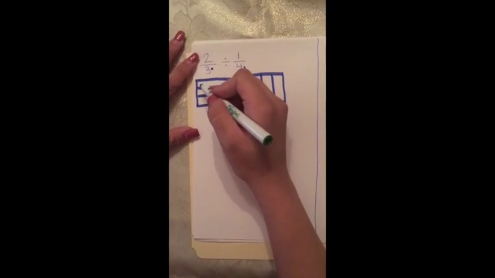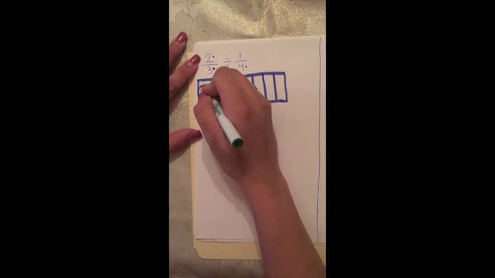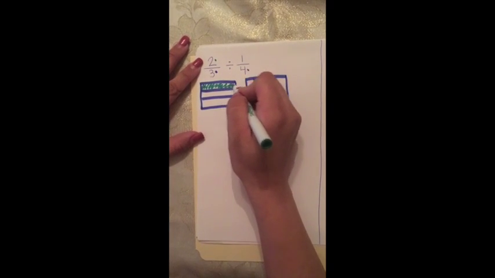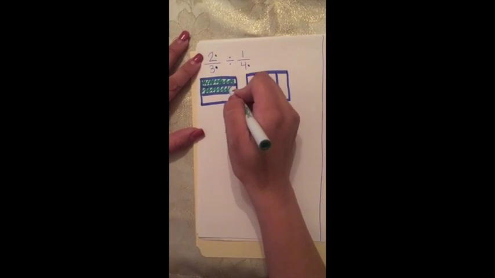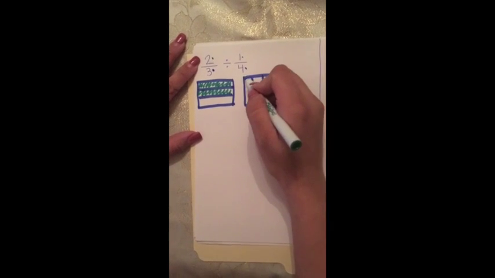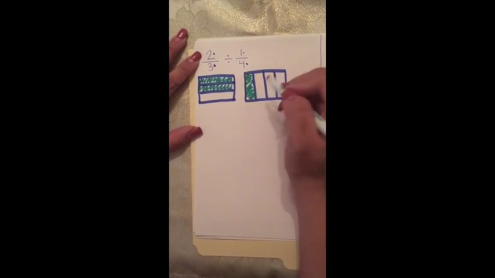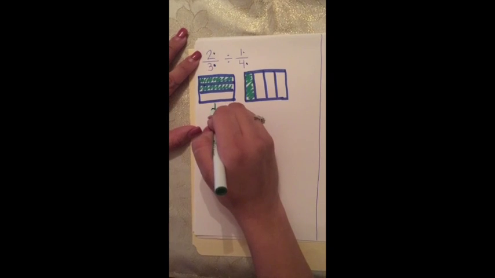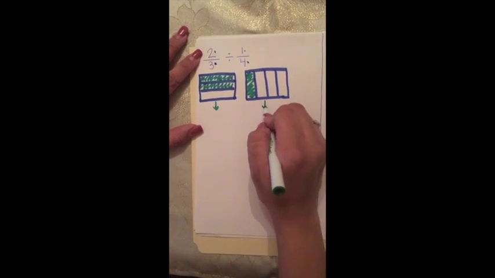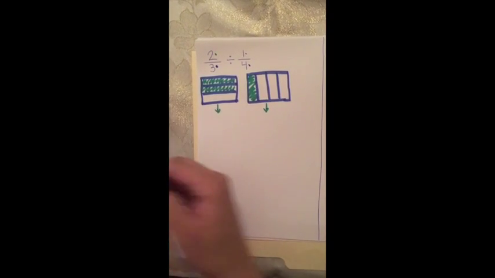Okay, now I'm going to shade in the parts. This one has 2, so I'll shade in 2. This one has 1 part, so it's 1 that I shade. Now I'm going to combine the columns and the rows together to form my new squares.